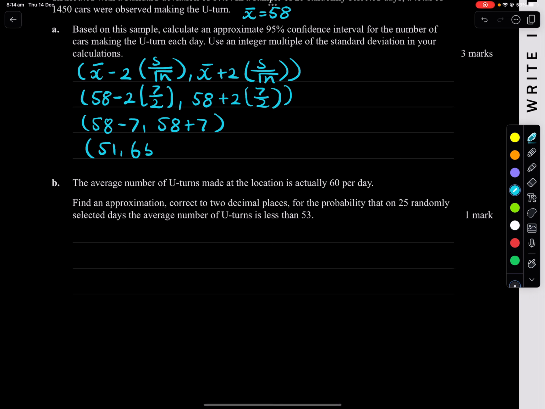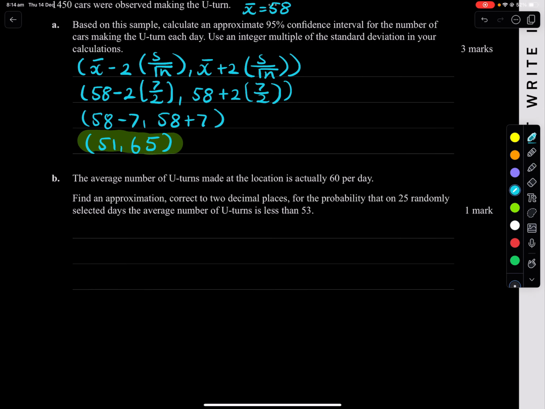So 65, is that right? Yes, so yeah, 65. I just want to make sure I'm right. So yeah, 65, perfect. That is your confidence interval, done. Nice.